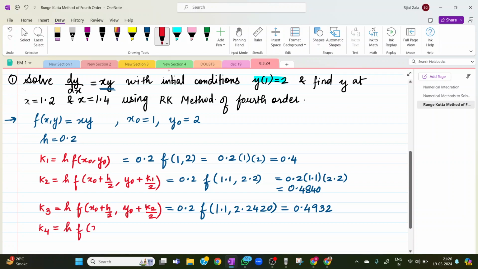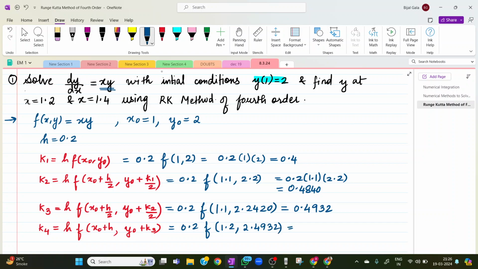H times F of x0 plus h now and y0 plus k3. So observe, when you calculate k1, there is no addition. K2, k3 have half, h by 2, h by 2. And when calculating k2 you use k1, and when calculating k3 you use k2. K4 has both full, h and k3. Okay, no divide by 2. So this is equal to 0.2 f of 1.2 comma y0 plus this, that's going to be 2.4932. Do the calculation.